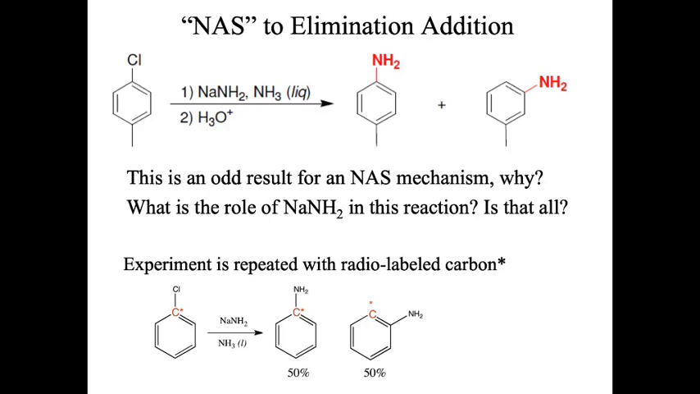So what someone went through and did was said, okay, we know we're forming it, how could we form it? It's not following the NAS mechanism, because the NAS says that that shouldn't happen. There's no reactivity there. So instead they radio-labeled carbons to see what happened. And in the process of radio-labeling those carbons, they noticed that they get a 50-50 mixture. This isn't just a one-off side product. This is exactly half. Half produces one, half produces the other. How do I get both of those carbons to be equally reactive?